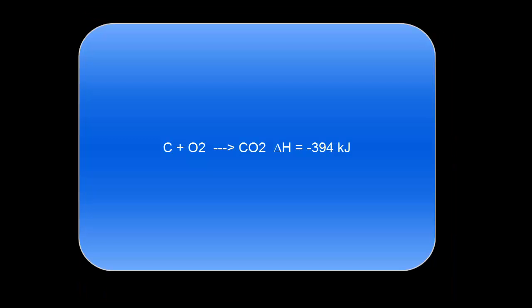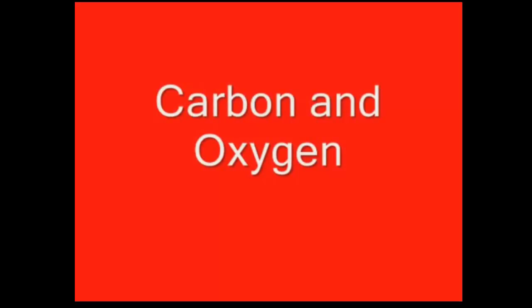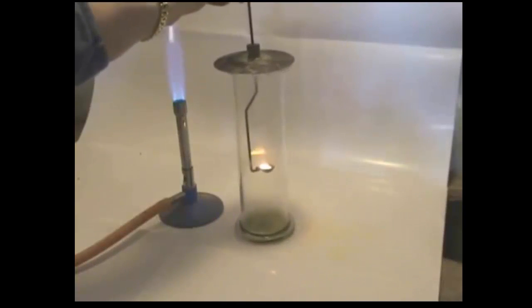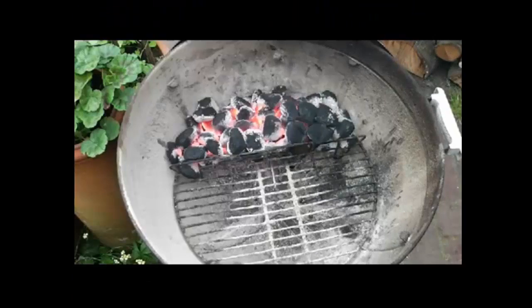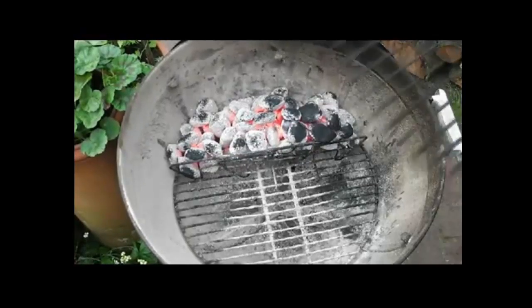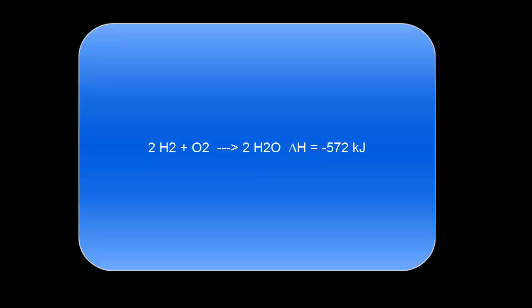The next reaction is carbon plus oxygen gives carbon dioxide. And this can be shown in the laboratory using carbon that is hot plunged into a beaker filled with oxygen gas, and you can see the reaction is quite exothermic. You can also observe this on a more everyday scale when you light briquettes in your barbecue. And reaction number 3 is the combustion of hydrogen with oxygen gas to form water.